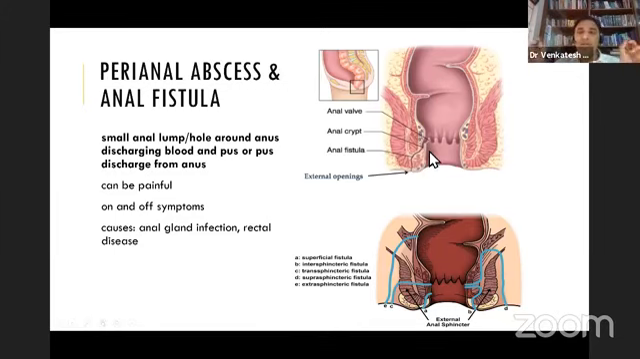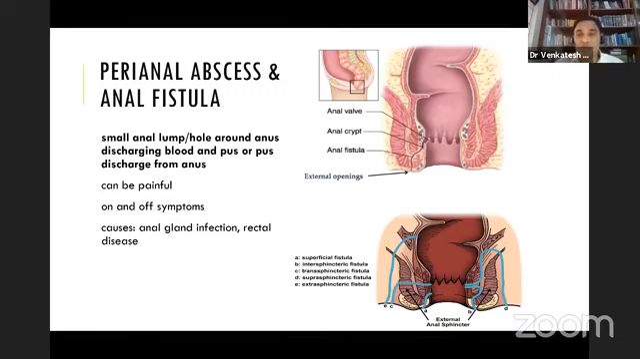So imagine two ends, like a tunnel, right? One end of the tunnel is in the anal canal, and one end is on the perianal skin around the anus. When the two ends are connected, it is a fistula. If only one end is open, which is internal, and the external end is not open, then it's a perianal abscess. Okay, simple, just to remember. So this can be painful.